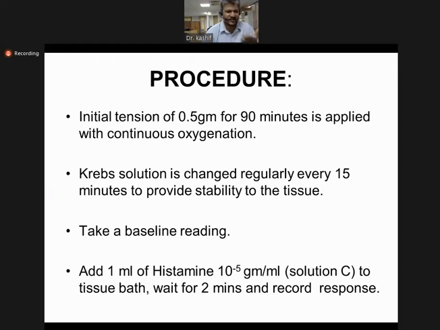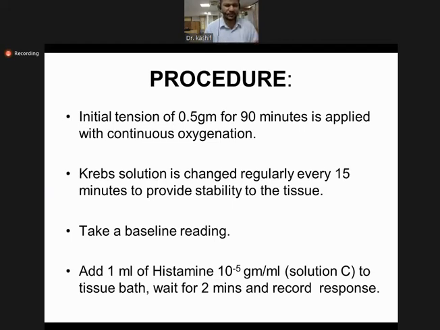So this baseline reading is something you may call a control. In this sort of experiment, we call it a control. The control does not contain any drug. So this is basically a control, when you take a graphical presentation without the drug addition. So take a baseline reading, then you start the different doses.